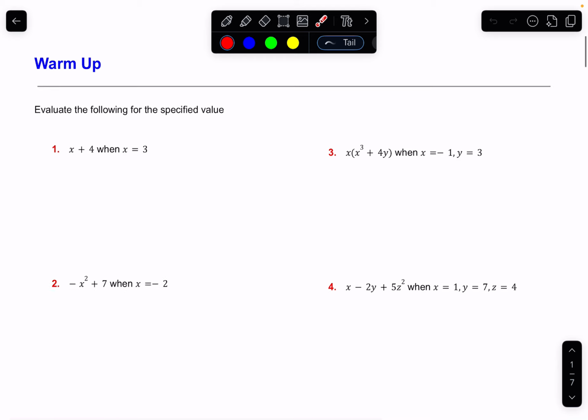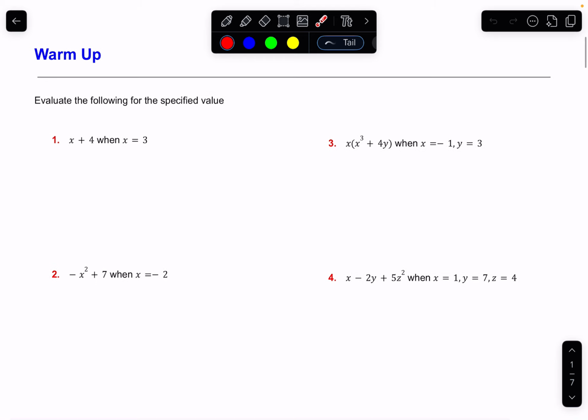Just going to practice evaluating a couple things here. I really encourage you, by the way, whenever something is labeled warm-up, try it on your own. Usually if I label it as warm-up, it means you should already have the skills to do it. All right, so we're going to evaluate the following for the specified value. x plus 4 when x is 3.